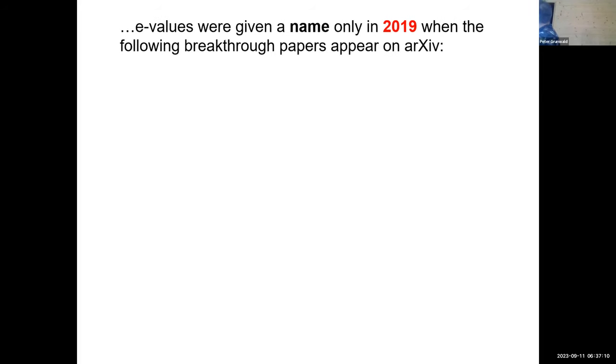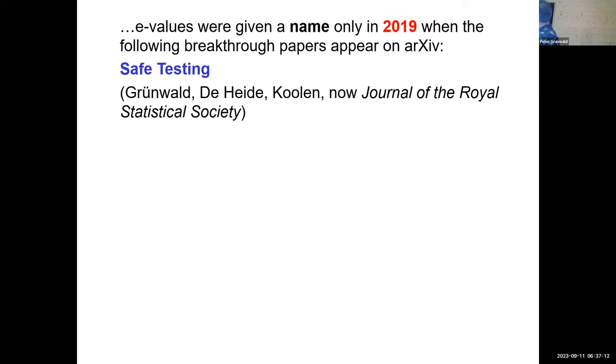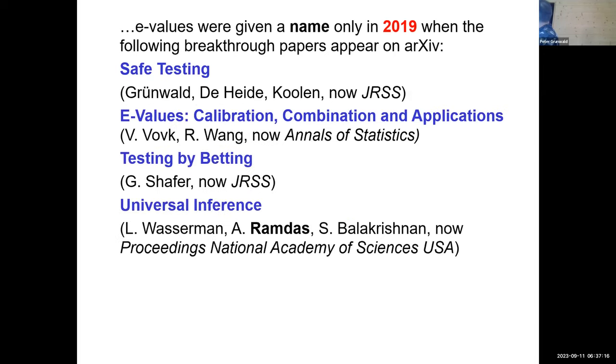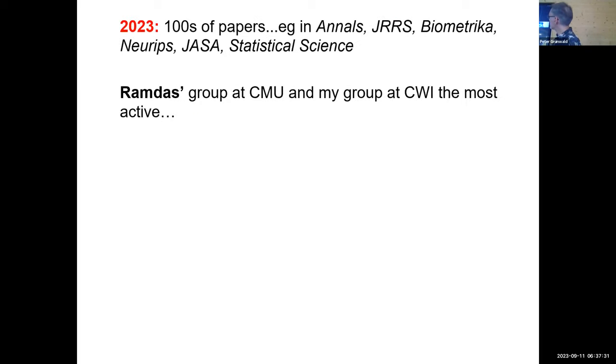So what happened in 2019? There were four papers within 5 months appearing on arXiv. We were the first, I'm happy to say, although we called these things S-values, and then the name turned out to be taken. So the second paper called them E-values, and we call them E-values as well. These have now all been accepted to major statistics journals. That was four years ago. And now there are hundreds of papers in all the top statistics journals.